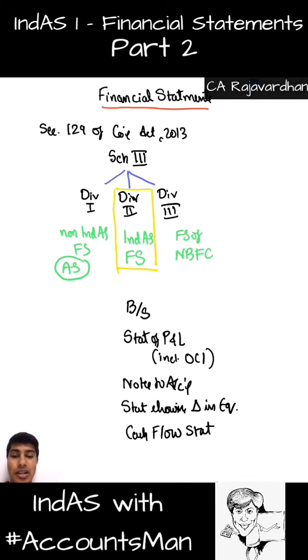So, what are they? Number 1, balance sheet; number 2, statement of profit or loss including other comprehensive income; then we have notes to accounts; after that, statement showing changes in equity; and finally, cash flow statement. So, all this is under Ind AS.